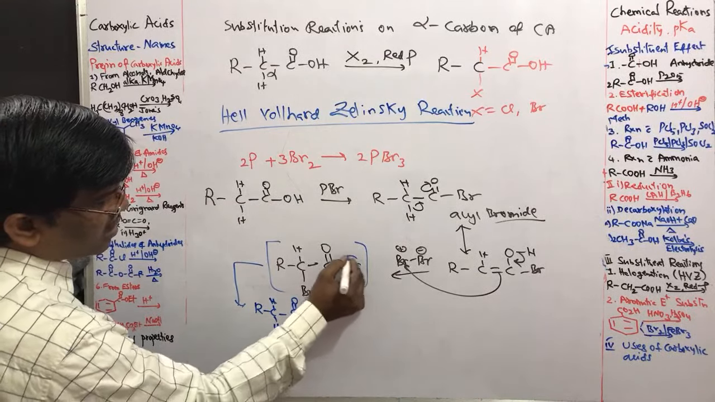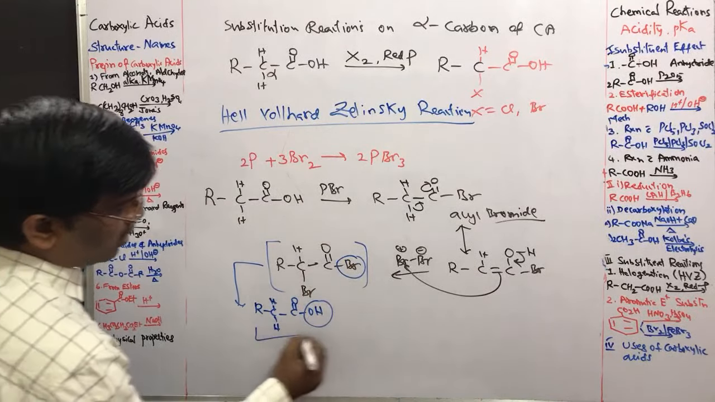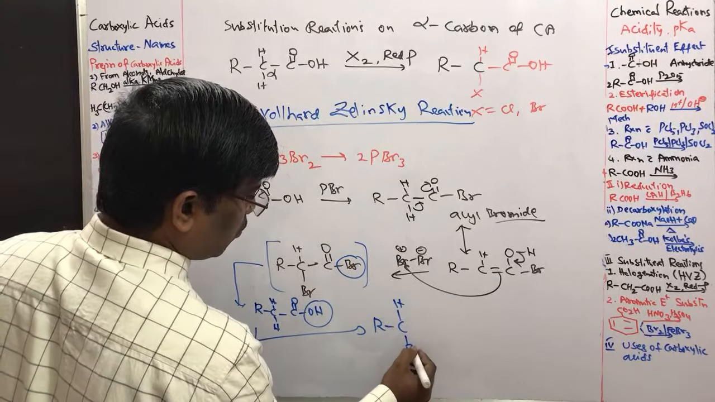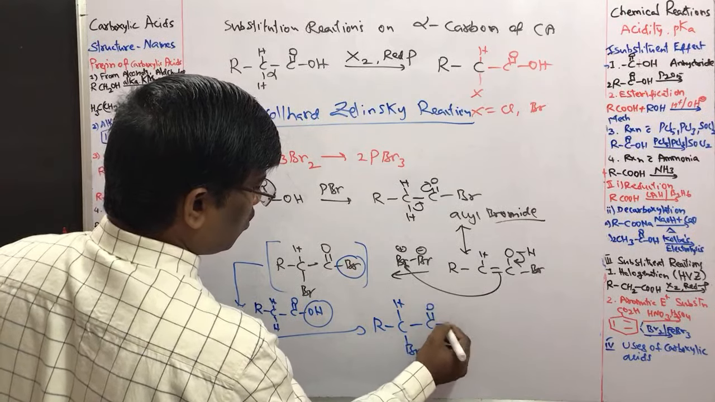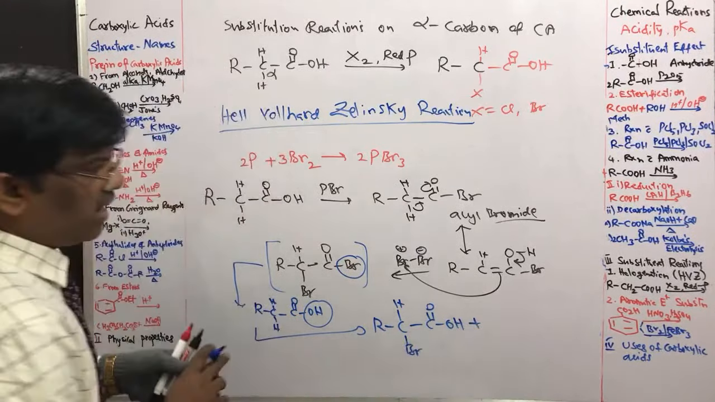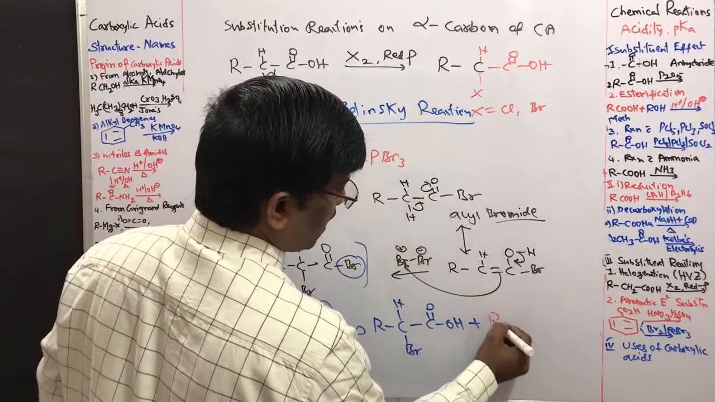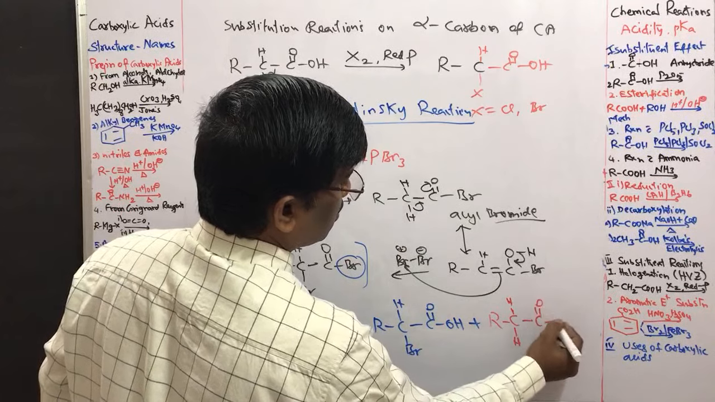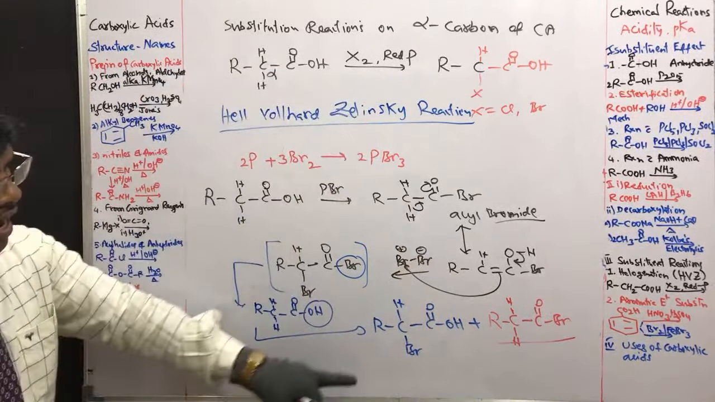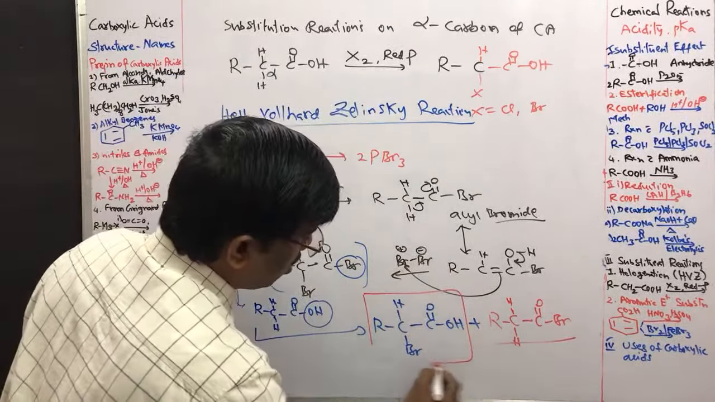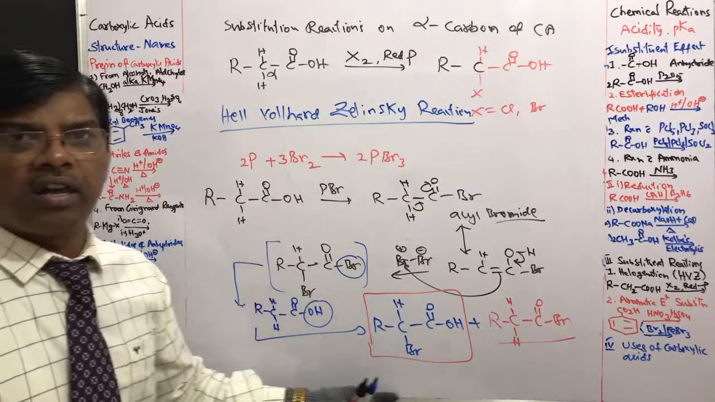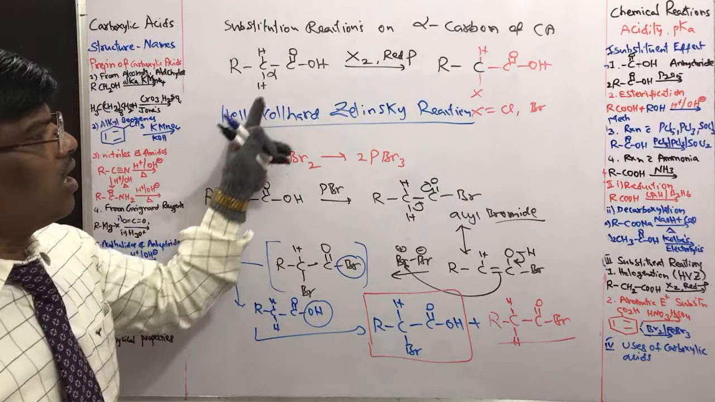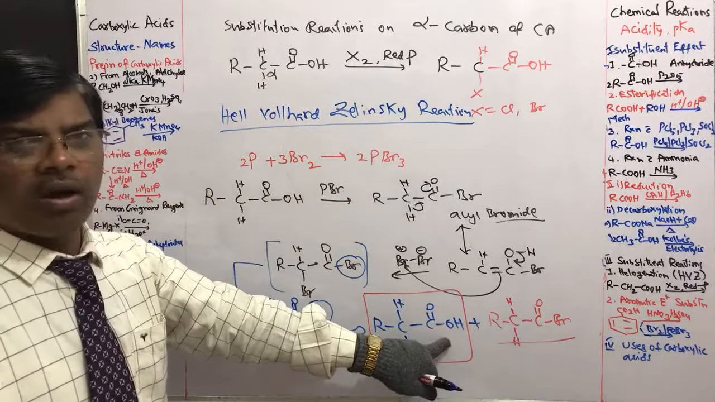to exchange this bromine with the OH group to give R-CHBr-COOH, and again this acyl bromide will be recycled in the reaction mixture. So acyl bromide will be formed, and the product is alpha halo carboxylic acid, which is the product of the HVZ reaction. So the Hell-Volhard-Zelinsky reaction gives alpha halo carboxylic acids.